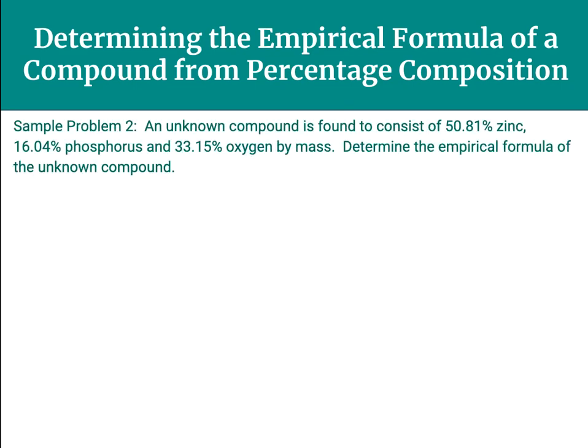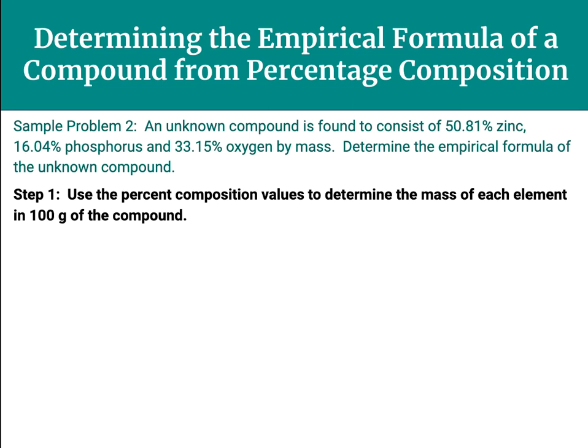Next sample problem. An unknown compound is found to consist of 50.81% zinc, 16.04% phosphorus, and 33.15% oxygen by mass. Determine the empirical formula of the unknown compound. We're going to follow those same steps.